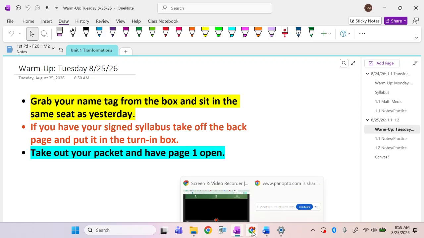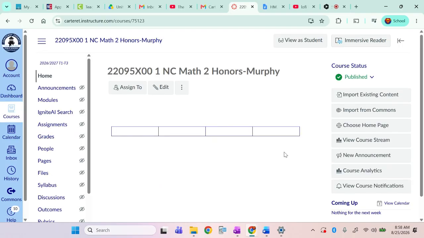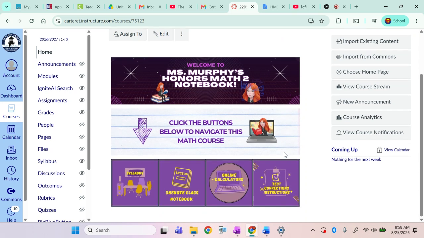All right. So, real quick, Canvas. My Canvas is pretty easy peasy because I put everything on OneNote. Meaning, you click on my Canvas page, this will be the screen that you see. Basically, everything you want from me is within these buttons. I linked everything.